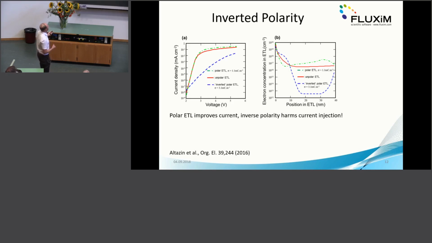And on the other hand, if we would think of an inverted polar material, and there are some molecules that show this behavior, we would obtain a very bad IV curve. So actually, again, the sheet density with the wrong polarity will lead to an increased injection barrier for the electrons.